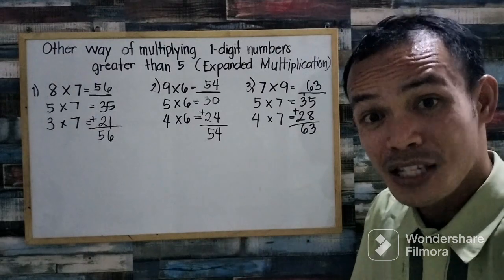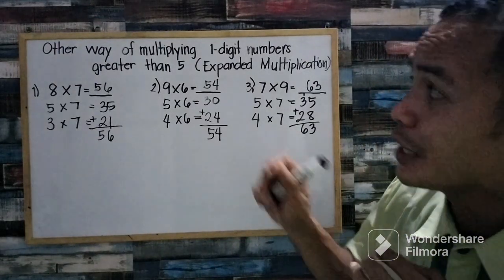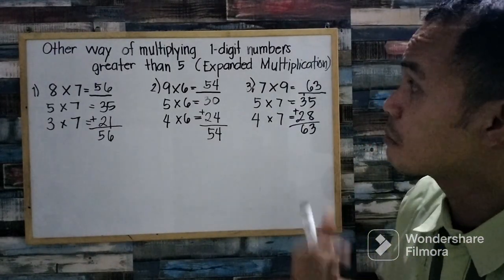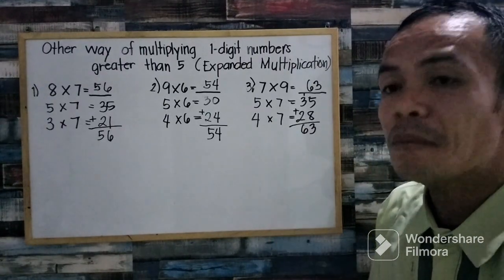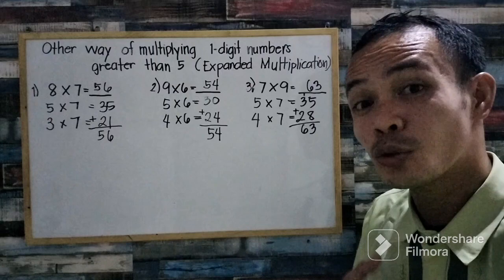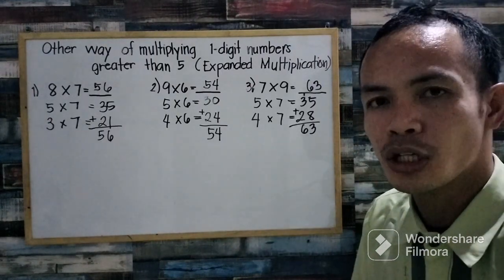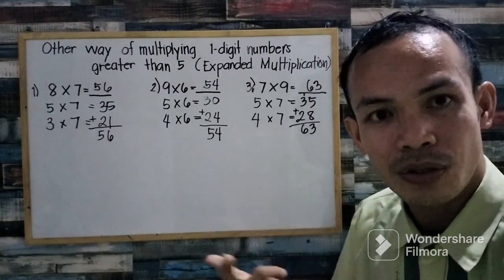So, that's all for our lesson for today about other way of multiplying one-digit numbers greater than 5. This is what we call the expanded multiplication. I hope na may natutunan ka, and please do not forget this lesson dahil makakatulong ito sa iyo.